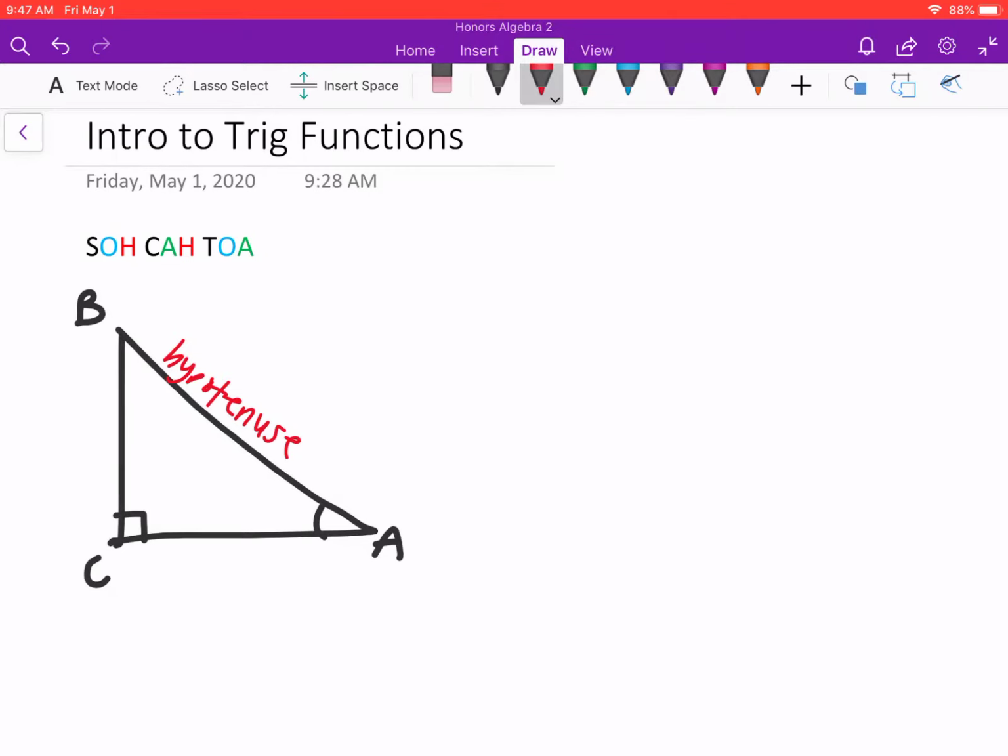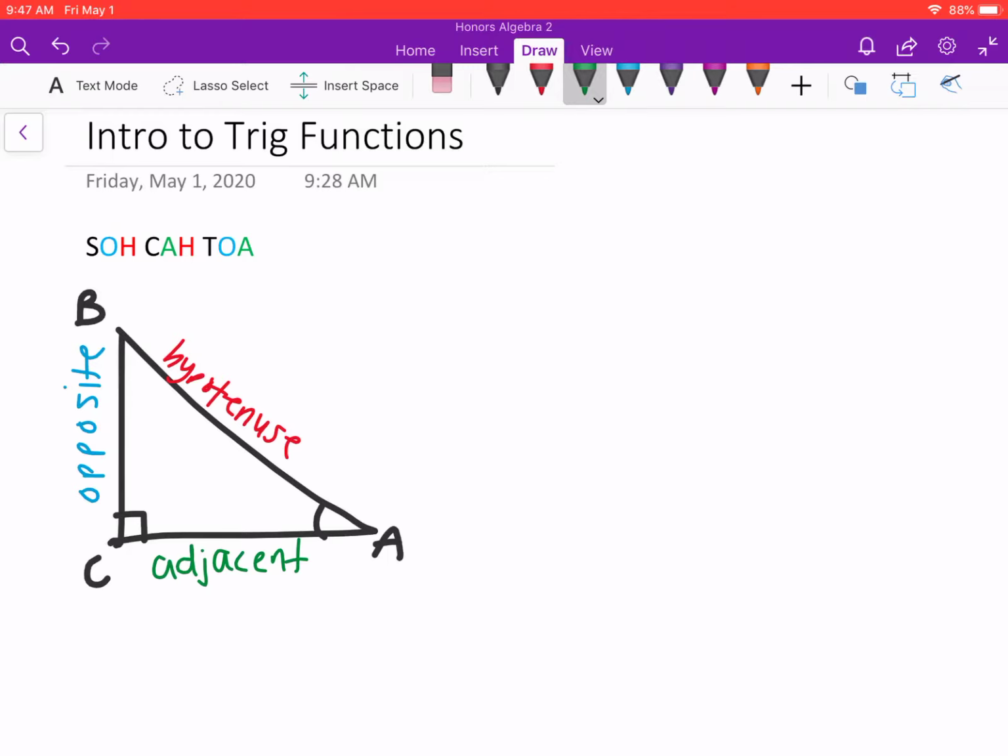And then for the other two sides, we're thinking about those in terms of angle A. So if we look, the side that's opposite angle A is going to be line segment BC. So that is opposite of angle A. And line segment AC is adjacent to angle A. And adjacent just means that it is right next to it. So when you're labeling your triangles, start by labeling the hypotenuse, and then you can label your opposite and adjacent.